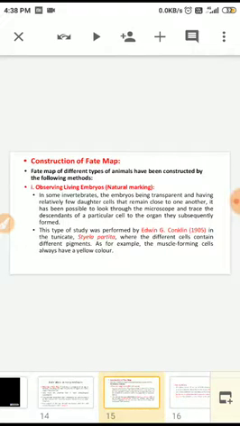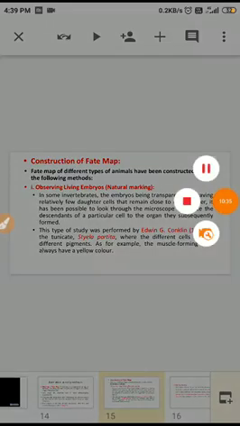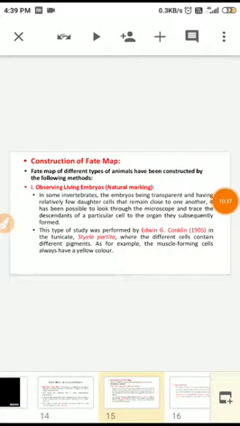Construction of fate map. Fate maps of different types of animals have been constructed by the following methods: observing living embryos by natural marking. In some invertebrates, the embryo is transparent and has relatively few daughter cells, which remain close to one another. It has been possible to look through the microscope and trace the descent of a particular cell to the organ it subsequently forms.